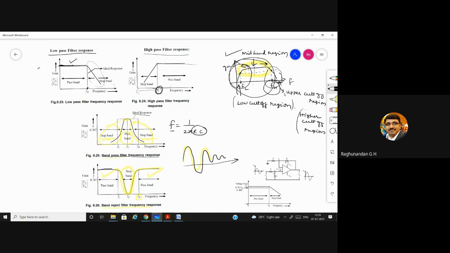But if your gain itself is minimum, then that signal is not going to reach, and obviously that signal is avoided to reach the destination.